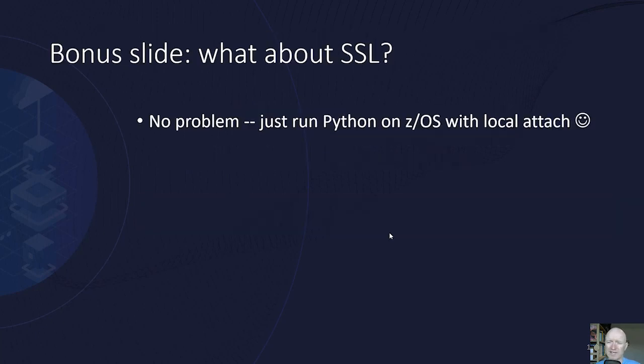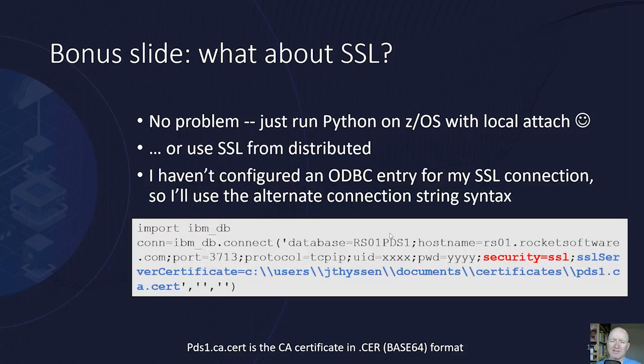During one of my earlier presentations, I got the question about what about SSL if you're running distributed. Well, obviously, one solution could be just to run on z/OS with local attach, so no encryption is required. There's no network connection. But if you do insist on running it on distributed, you can use SSL with Python as well. You can configure an ODBC entry for the encrypted connection.